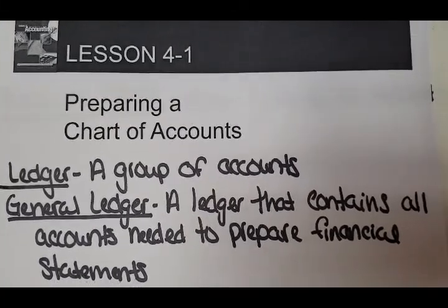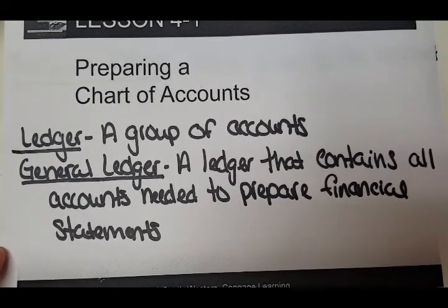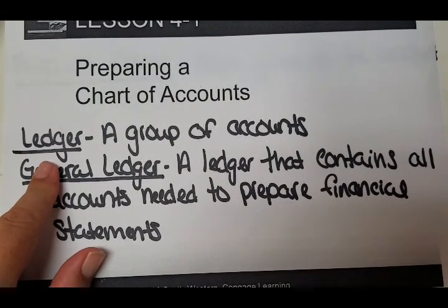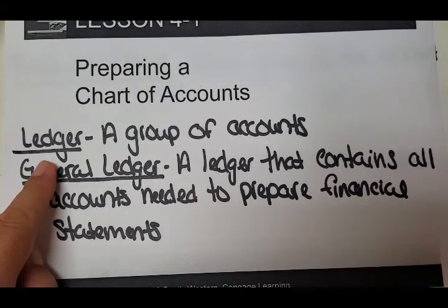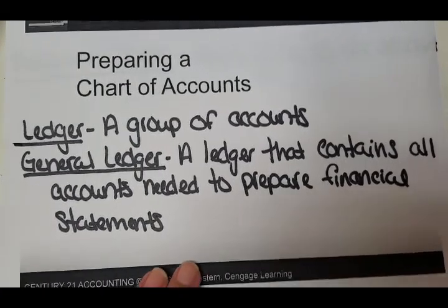So I'm going to give you a couple vocabulary words. This is not in the same order as your chapter, so don't get lost. First of all, a ledger. A ledger is just a group of accounts. And each ledger will contain pages. Every page represents a separate account.